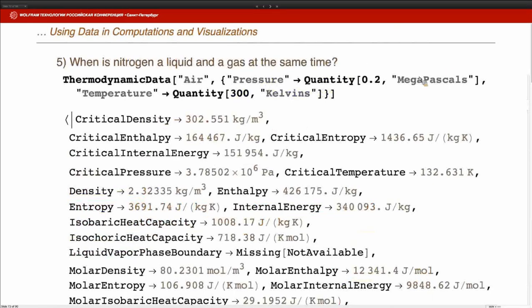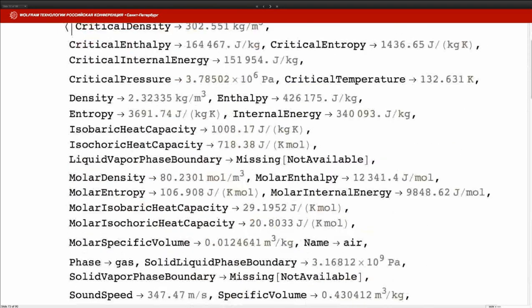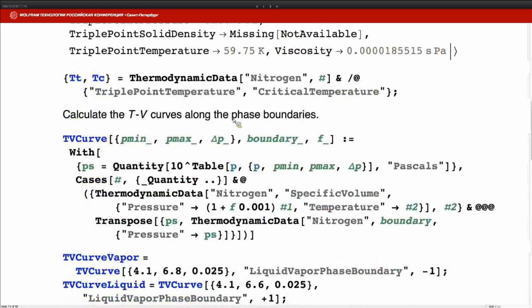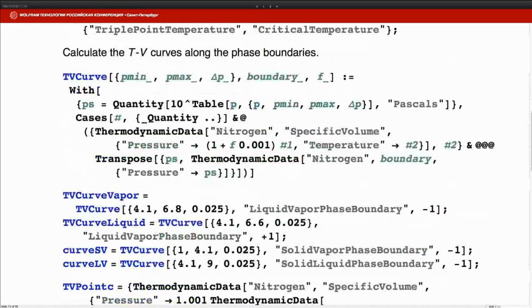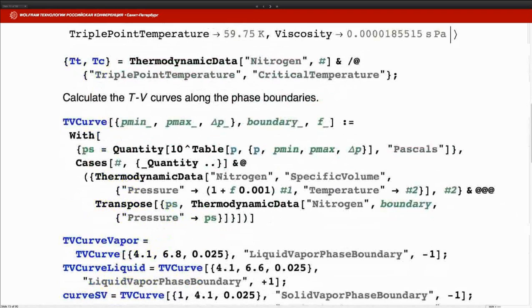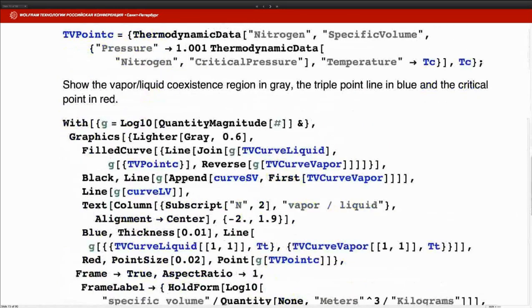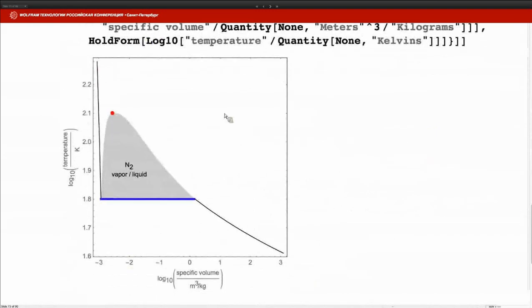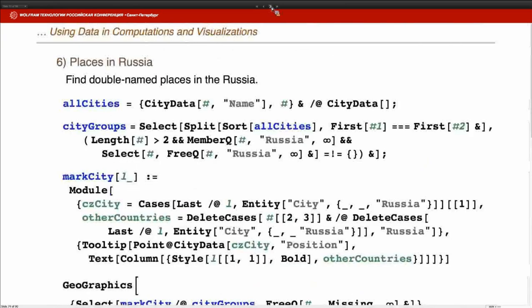So thermodynamic data, quick example, say we have air, we have it at a pressure of 0.2 megapascal and 300 Kelvin. We get a list of all things we can say about it. There's a lot. But more interestingly, in the TV diagram, typically one only sees the PT, where is nitrogen at the same time liquid and gas and coexisting. So it takes a little bit of code, but then I can make a very nice picture with the critical points and the phase boundaries.